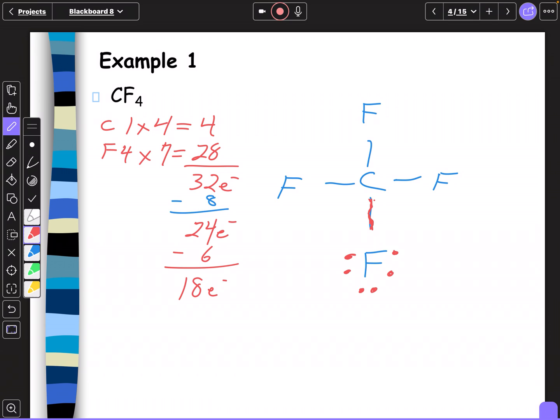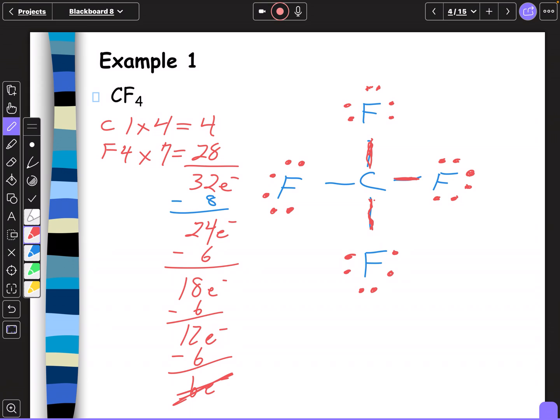I can go to this next fluorine, it's going to need 6 around it. It's already got 2 right here with the line, with the shared electrons. And I'm adding 6 more. So now I've got 12 electrons left. I go to the next fluorine. I added 6 of them there, and then I have 2 more here. That's a total of 8 electrons around that fluorine, and I've only got 6 more left. I'm going to add them around the last fluorine. And I've taken care of all my electrons. There's no more to put in there.